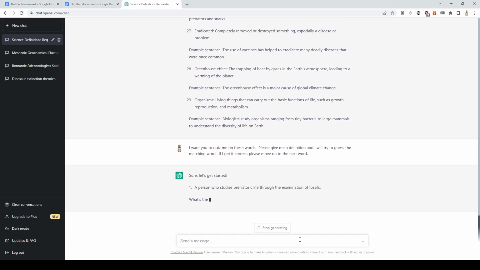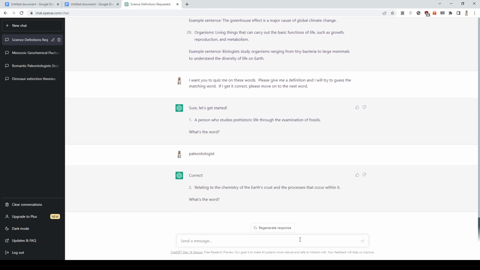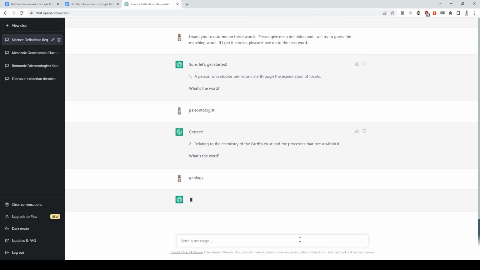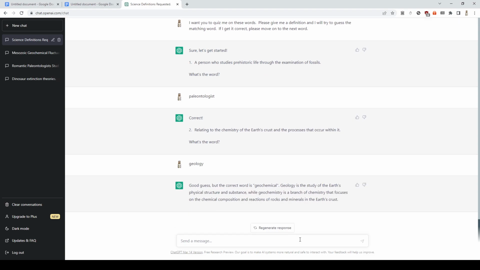Sure, let's get started. Okay, a person who studies prehistoric life through the examination of fossils. I'm going to guess paleontologist. Correct. And then it gives me the next word. Relating to the chemistry of the Earth's crust and the processes that occur within it. I have no idea. I should have studied for this test. Geology, maybe? Good guess, but the correct word is geochemical. And then it gives me a nice explanation.